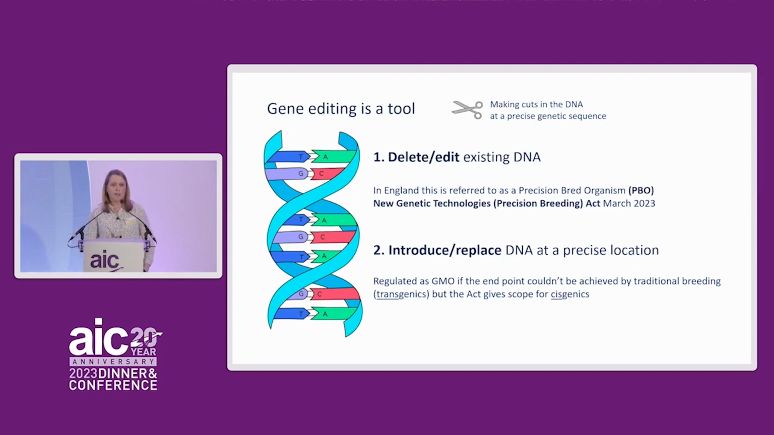We can also use the technology to open up the genome at a precise location in order to introduce new genetic sequence or actually take out a gene and replace it with a gene. We can consider this to be the upgrade to GM technology. It will still be regulated as GMOs if that new genetic sequence comes from a different species, but if it comes from the same species, this would be a cisgenic and it could fall under the Precision Breeding Bill.